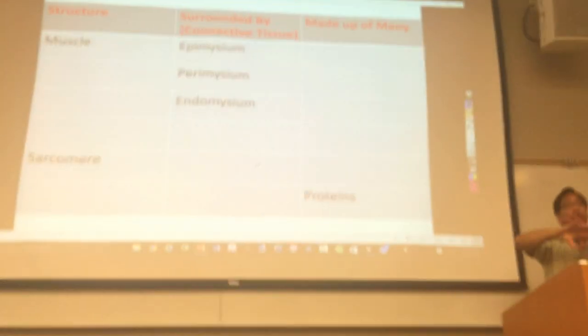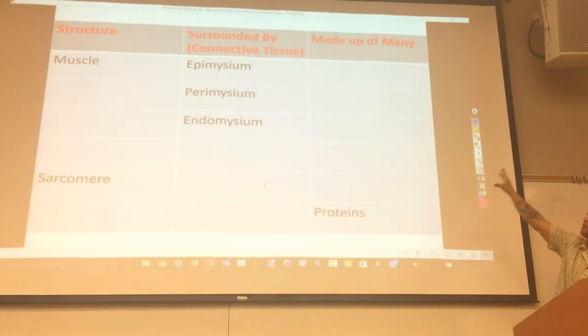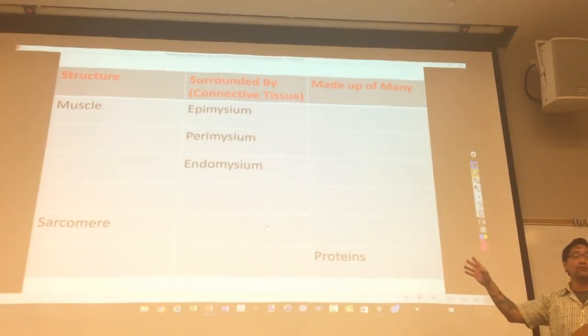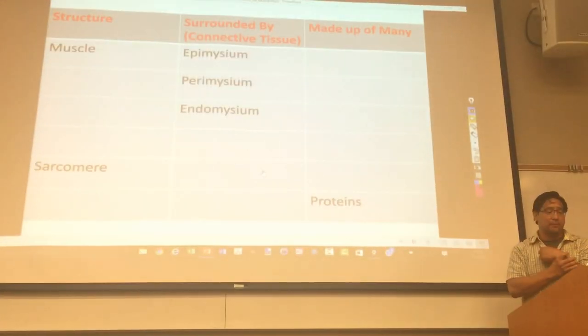So this is, you'll see, a particular structure, and it's going to be surrounded by a kind of connective tissue sheath. But what is it actually made of? What is the particular structure made out of?